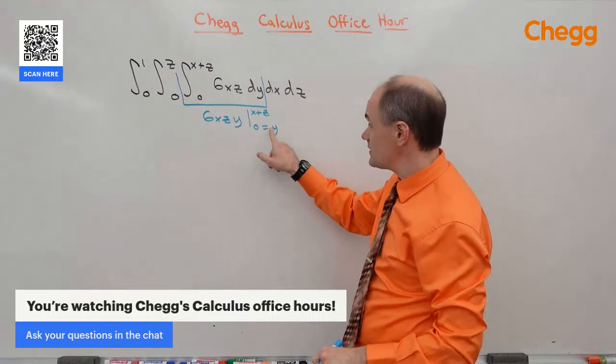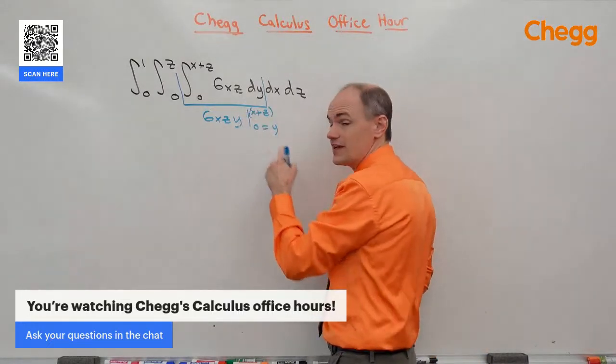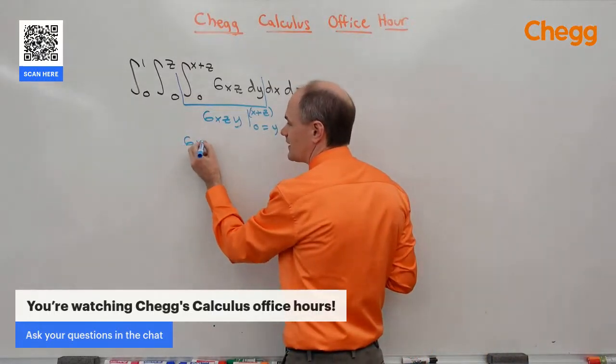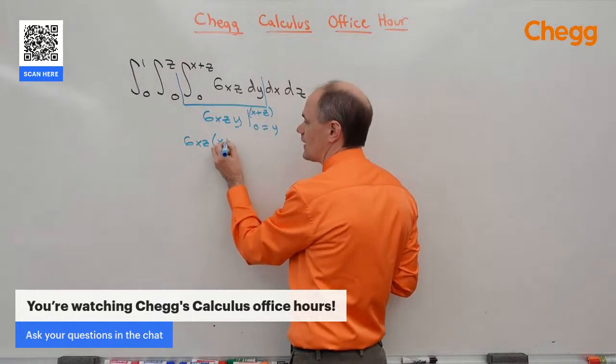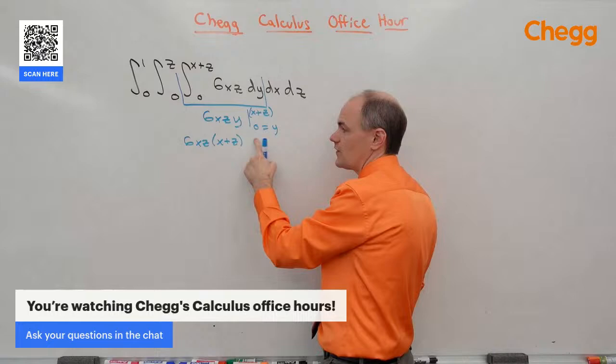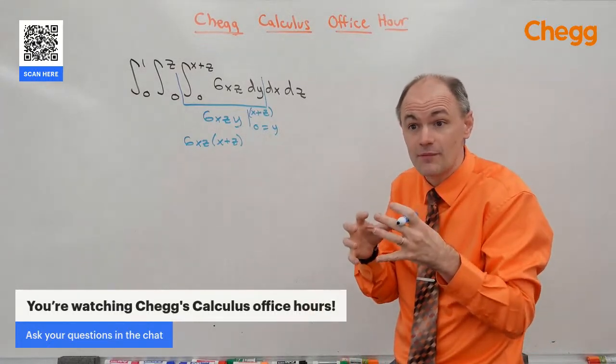And this is what's equal to y. So we're going to replace the y with x plus z. And we can replace the y with 0. That's going to give us 6xz times the y, which is x plus z. And then we subtract. When we plug 0 in, the whole thing goes to 0. And so that becomes our solution to that first step.